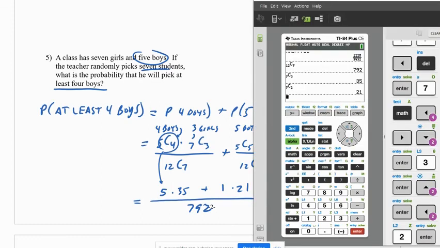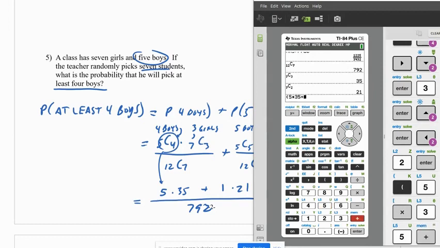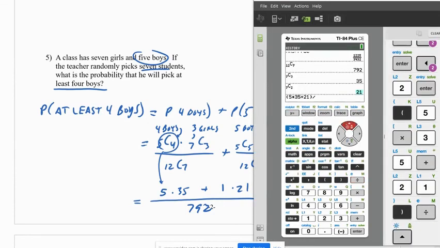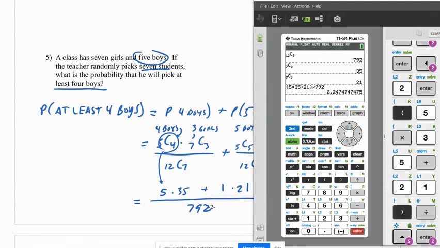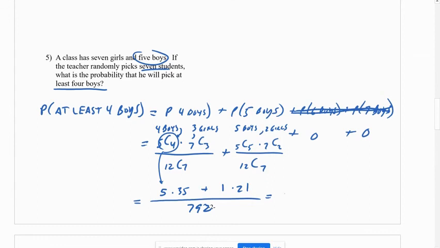And so then we have 5 times 35 plus 21 divided by 792. I came out with 24.7%. Which is 49 over 198. About 25%.